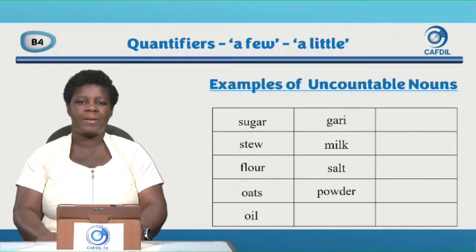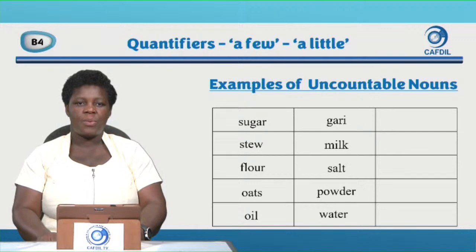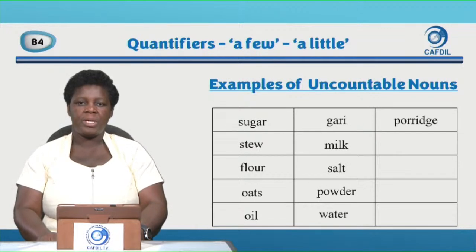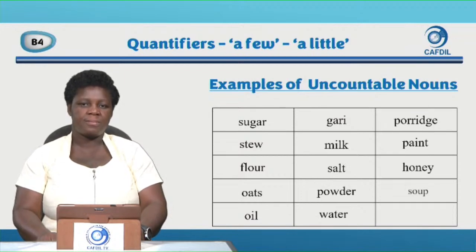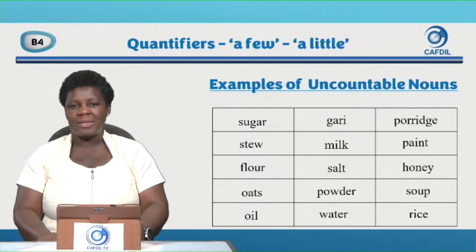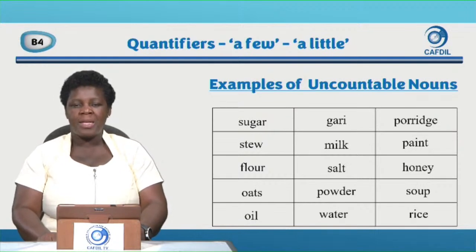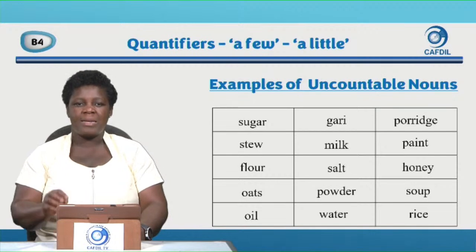Powder, water, porridge, paint, honey, soup, and then rice. So these are examples of uncountable nouns. They are the names of things that cannot be counted.